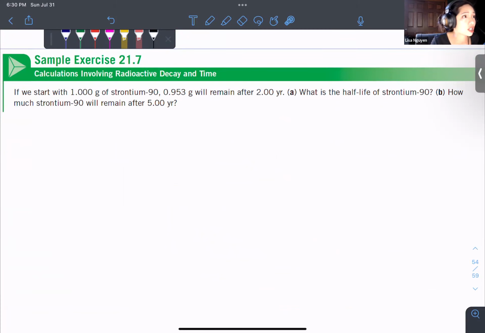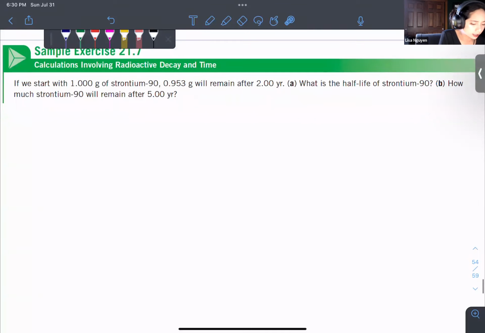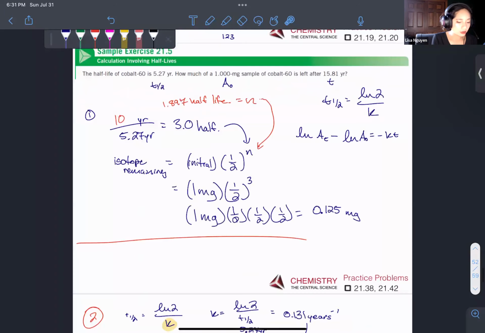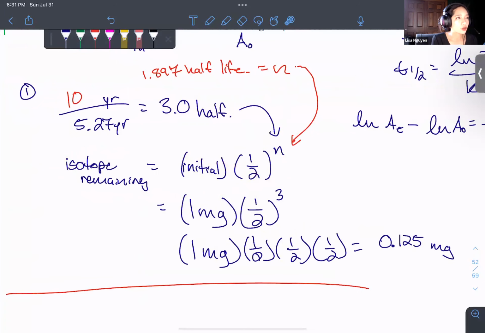And so recognize it's just chapter 14, just asked a little bit differently. Okay, so this question: if we start with 1 gram of strontium-90, and only 0.953 grams remain after 2 years, what is the half-life of this substance? In this question, we cannot use the cheater equation, because we're trying to figure out how many half-lives have passed during this time.